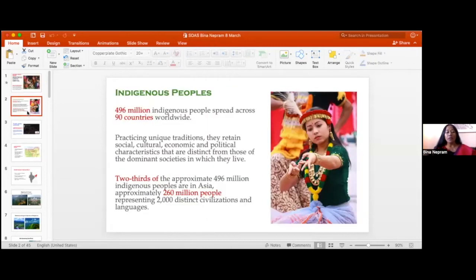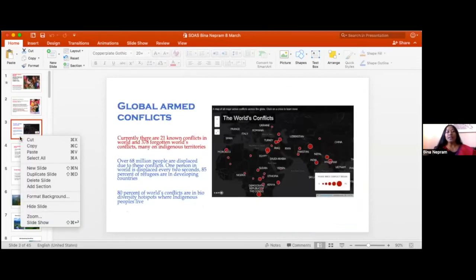One thing I just wanted to put in context is that whether Hana is saying or I'm saying, it's about indigenous communities. Now, who are indigenous people and where are they? There are nearly 500 million across 90 countries and territories worldwide. And two-thirds of them are in Asia, where Hana and I come from. This is an image from Manipur.